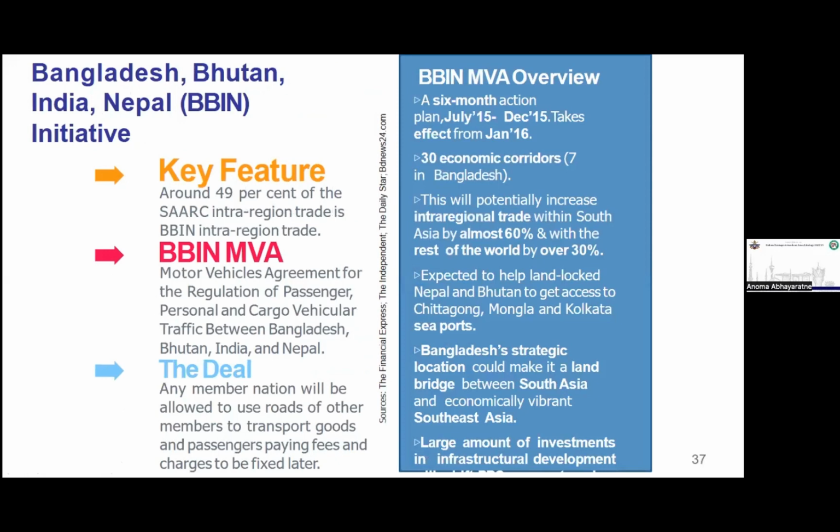The other one is the Bangladesh, Bhutan, India, Nepal initiative, which is called BBIN. The key feature is that around 50% of the SAARC intra-region trade takes place within that region, Bangladesh, Bhutan, India, and Nepal. They have a motor vehicle agreement for regulation of passenger, personal and cargo vehicular traffic between Bangladesh, Bhutan, and India. Under this, any member nation will be allowed to use roads of other members to transport goods and passengers, paying fees and charges to be fixed later.